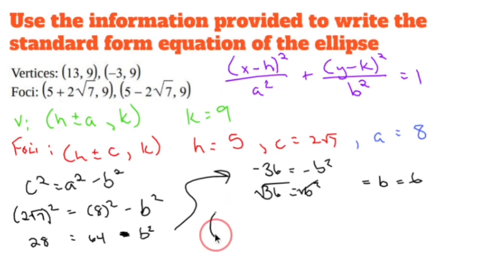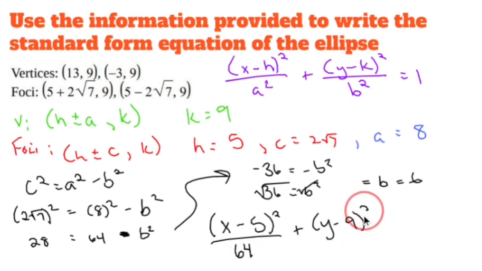So just to save some space, do I have any negatives that I have to deal with? No. So x minus h is going to be x minus 5 squared over a squared, which is going to be 64, plus y minus k, which is y minus 9 squared over b squared, which is going to be 36, equals 1.